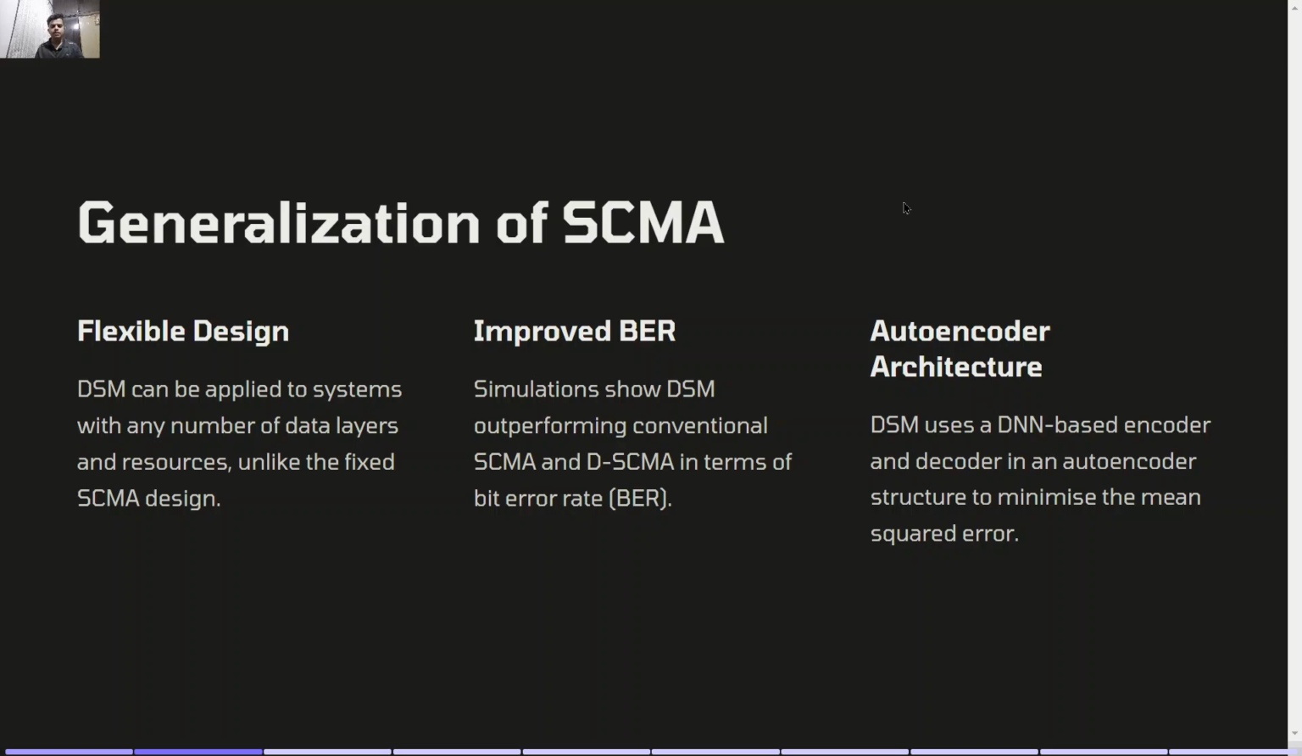Generalization of SCMA. Flexible design. DSM can be applied to systems with any number of data layers and resources, unlike the fixed SCMA design. Improved BER. Simulations show DSM outperforming conventional SCMA and DSCMA in terms of bit error rate. Autoencoder architecture. DSM uses DNN-based encoder and decoder in an autoencoder structure to minimize the mean squared error.